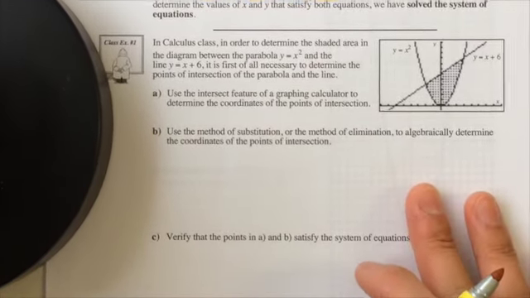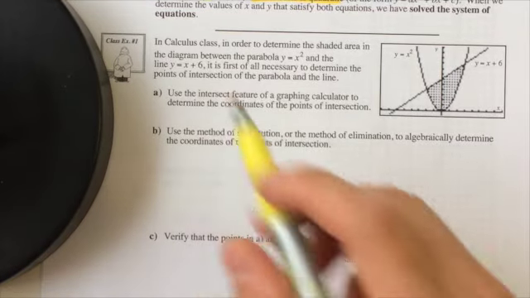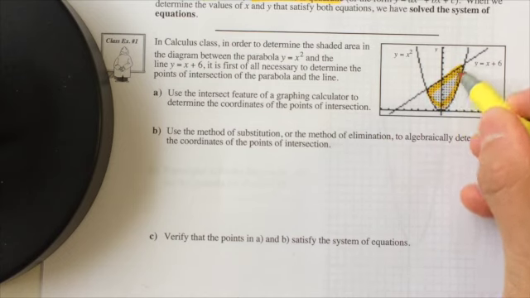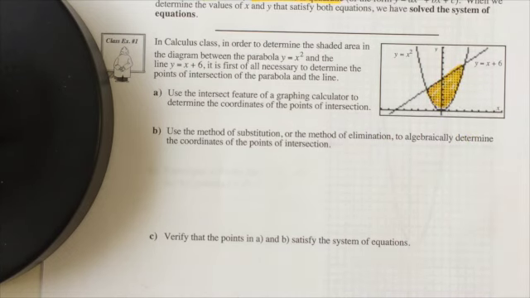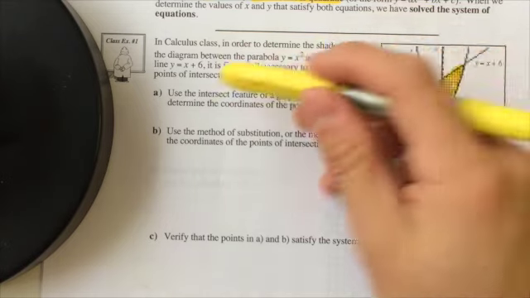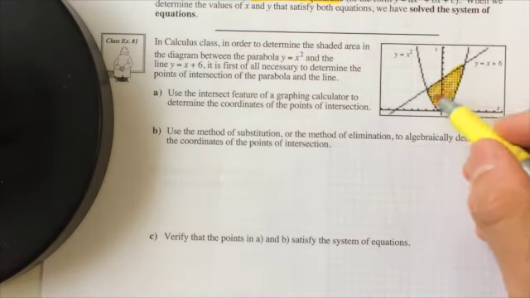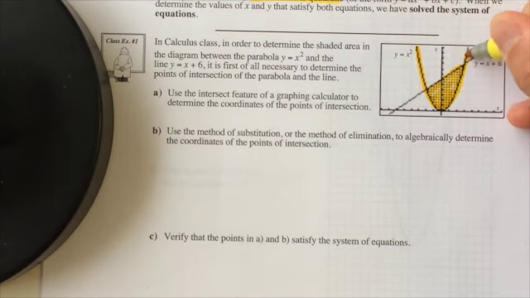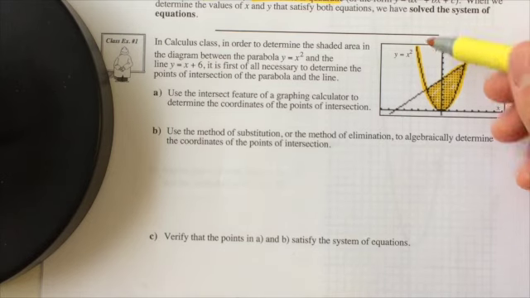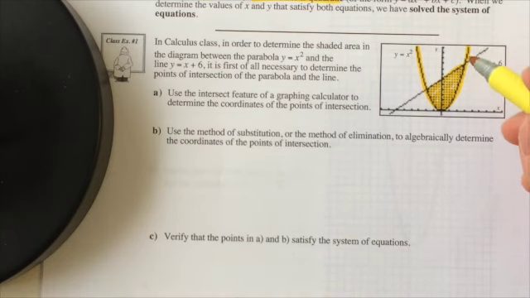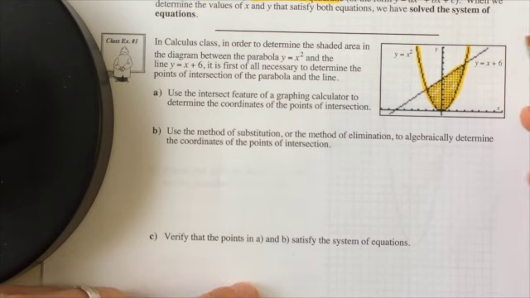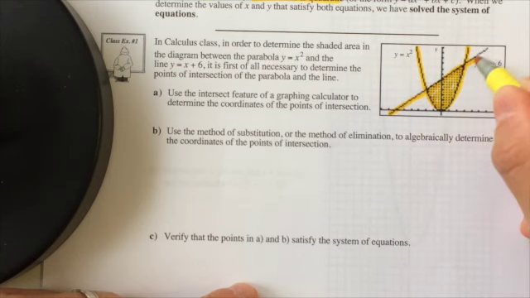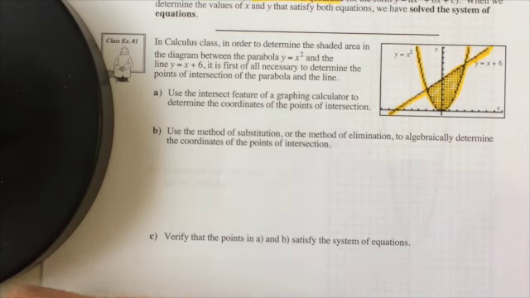Class example number 1. In calculus class, in order to determine the shaded area, this area in here, in the diagram between the parabola, we have a parabola, and the equation of the parabola tells us that y is equal to x squared. And then we're also given a line, and that line is y is equal to x plus 6. This line is our linear equation.